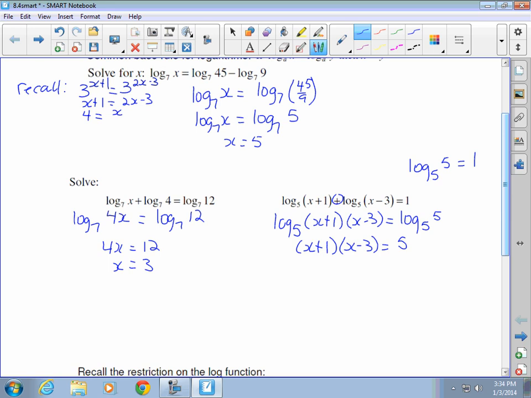So now I just do solving for this. In order to solve, I have to multiply this out. So I have x squared plus x minus 3x, so minus 2x, minus 3 is equal to 5. So I just FOILed that. x squared minus 2x minus 3 is equal to 5. Bring over my 5. So that means I will have x squared minus 2x minus 8 is equal to 0. So product and sum factoring will give me x minus 4 times x plus 2 is equal to 0. So x is equal to 4, or x is equal to negative 2.